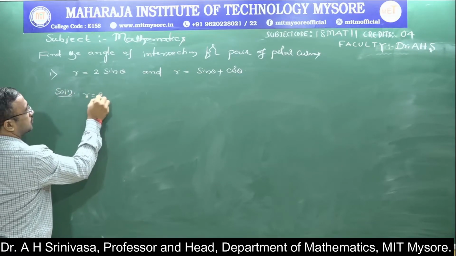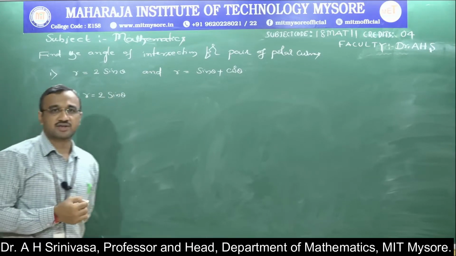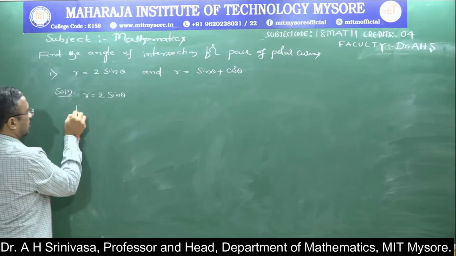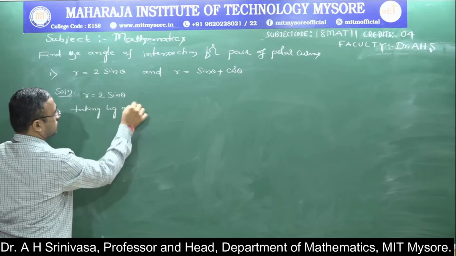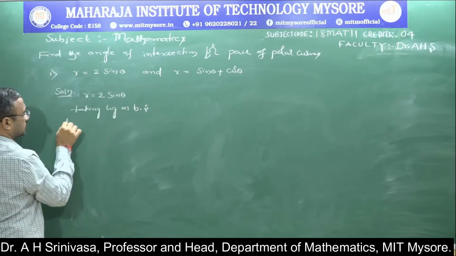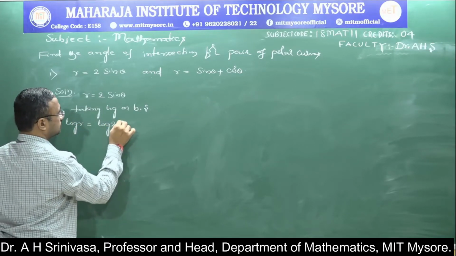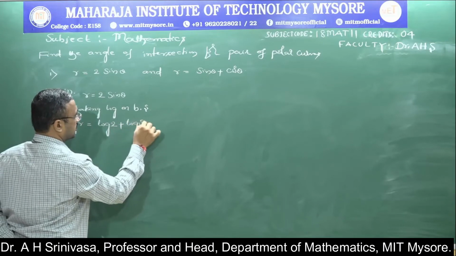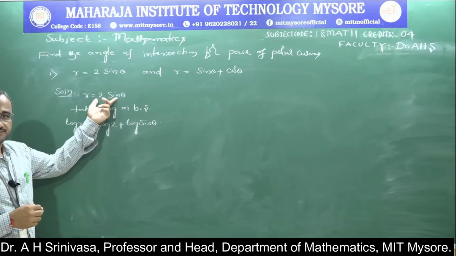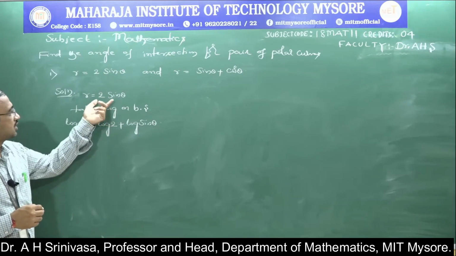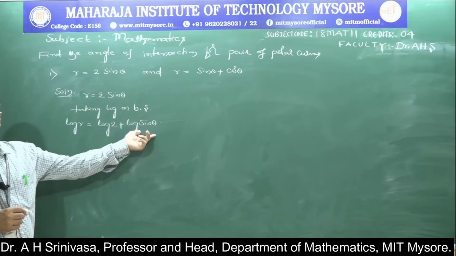Then r equal to 2 sin theta. As usual, you have to take log on both sides. Taking log on both sides, we have log r equals log 2 plus log of sin theta. The product of two functions is there. If you take a log on both sides, log of 2 sin theta becomes log 2 plus log sin theta.